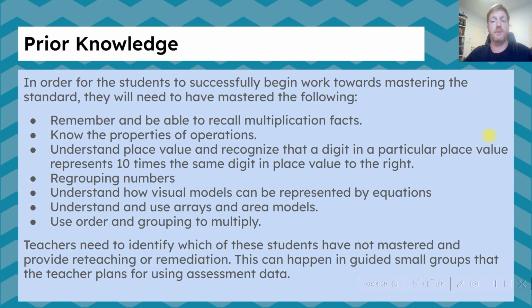In order for the students to successfully begin work towards mastering the standard, they'll need to have mastered the following. They'll need to be able to remember and recall multiplication facts. They will need to know the properties of operations. They'll need to understand place value and recognize that a digit in a particular place value of a 4-digit number represents 10 times the same digit in the place value to the right. They'll need to be able to regroup numbers. They'll need to understand how visual models can be represented by equations. They'll need to understand and use arrays and area models. And they should be able to order and group to multiply. Teachers need to identify which students have not yet mastered these skills and provide reteaching or remediation to help them.